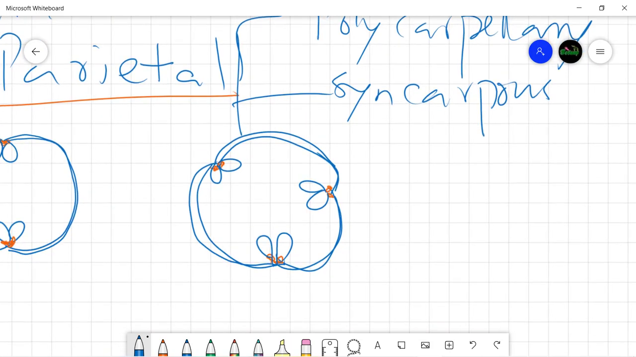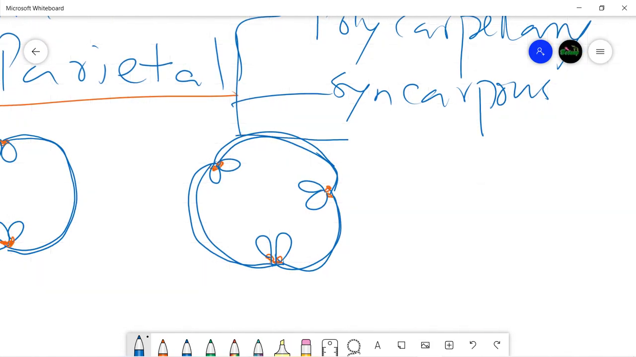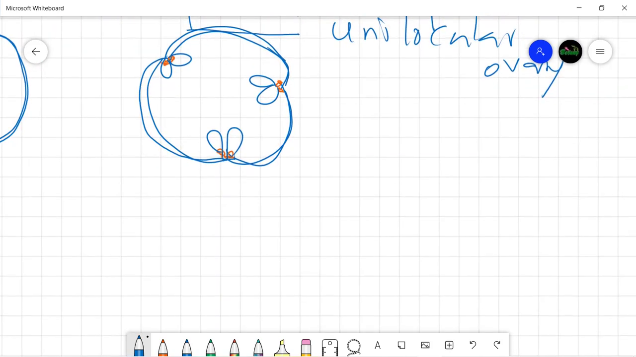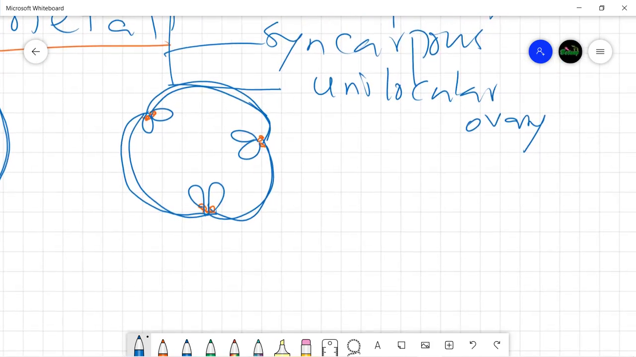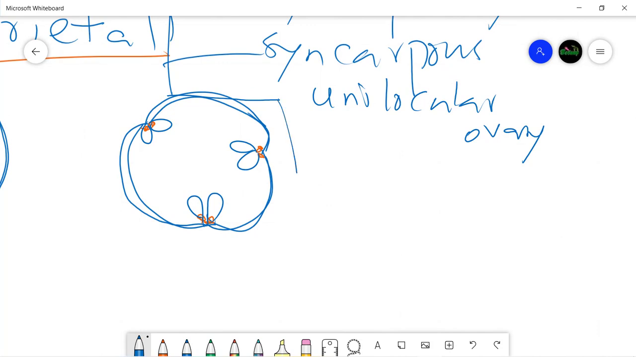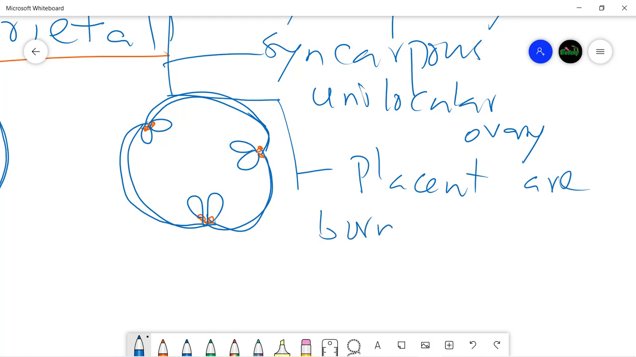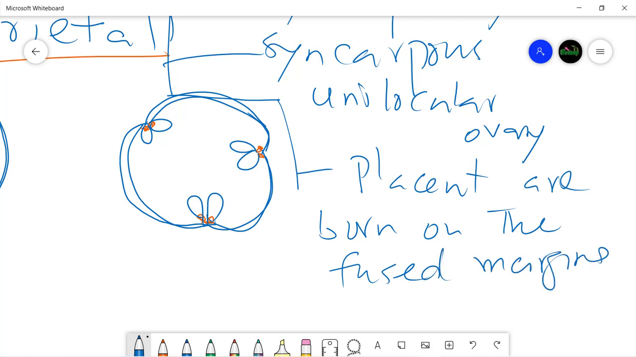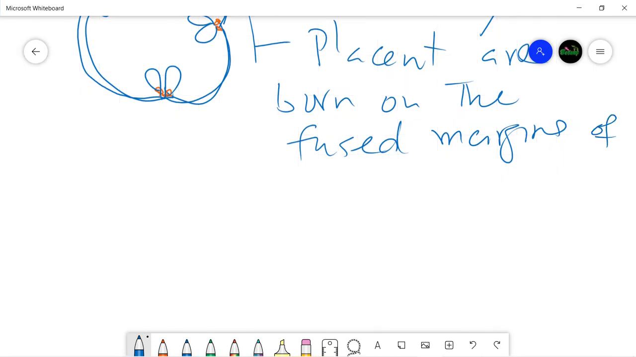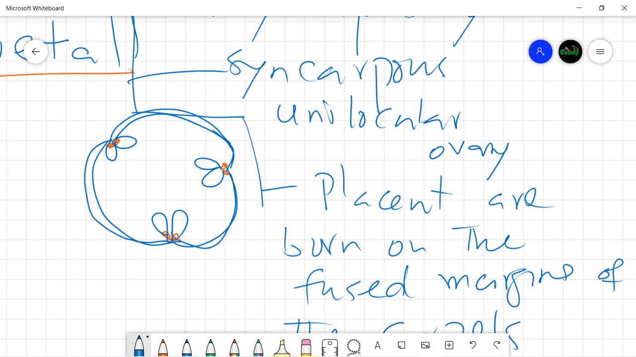And the main thing about this parietal placentation is that the ovary is unilocular. Okay, and next is the position of the ovules or the placenta. So the placenta are borne on the fused margins of the carpel. So this is what we call parietal placentation.